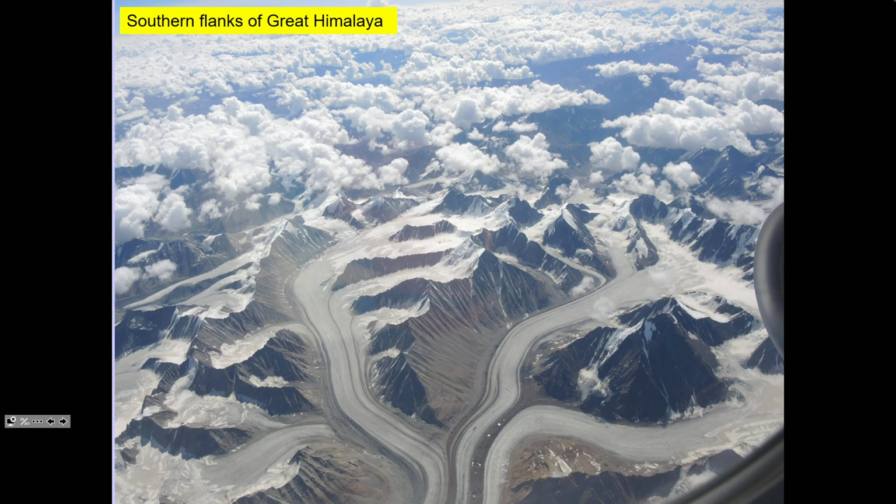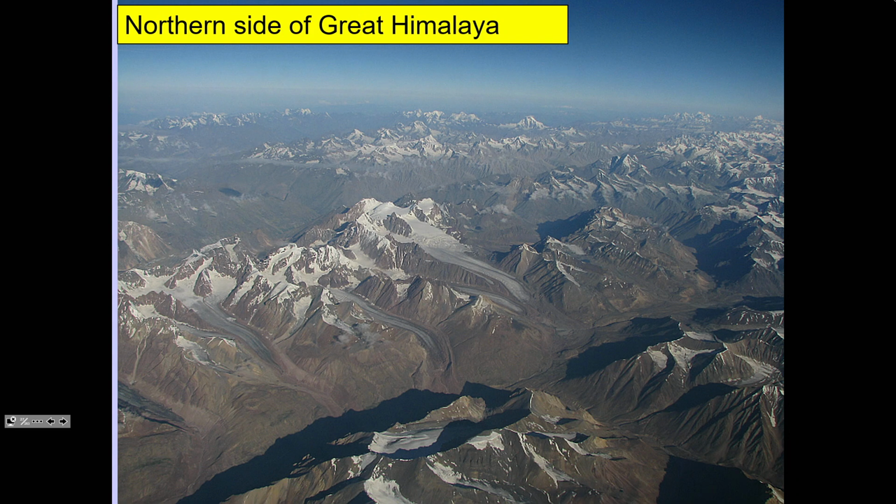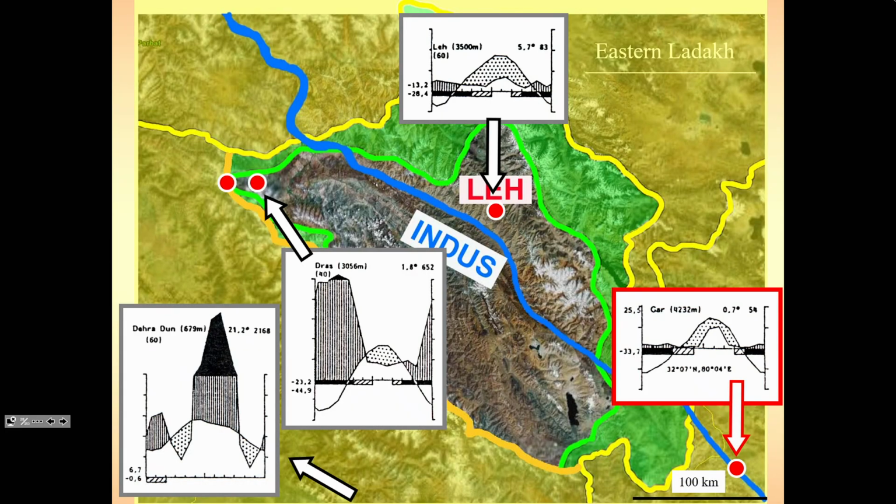So this is the picture from above. You see glaciers, and suddenly we are on the northern side. The peaks are less and less glaciated. And Ladakh itself is dissected by the Indus River, which is a backbone of the country. And it is basically the delimitation of the Indian and Asian plates. So they collided where the Indus is now.